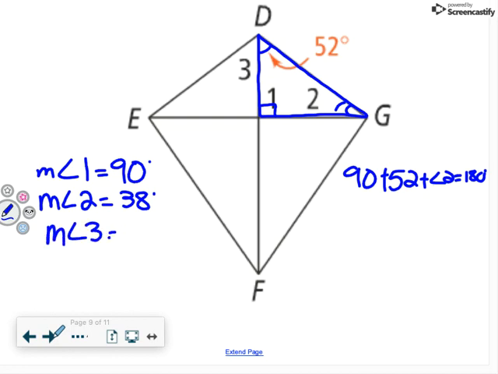And now our last one, we have to remember we talked about this. These triangles are congruent to one another. So every piece of them shares the same angle measurement or same side length as a piece in the other triangle. In this case, angle 3 is the same as this angle 52, so it is 52 degrees.